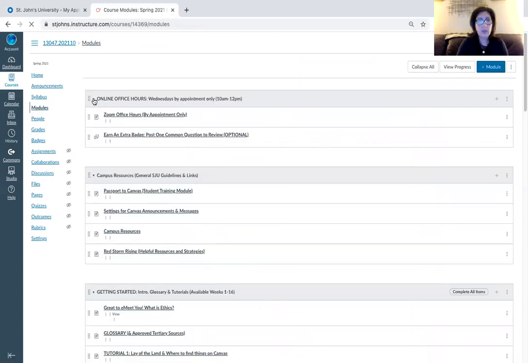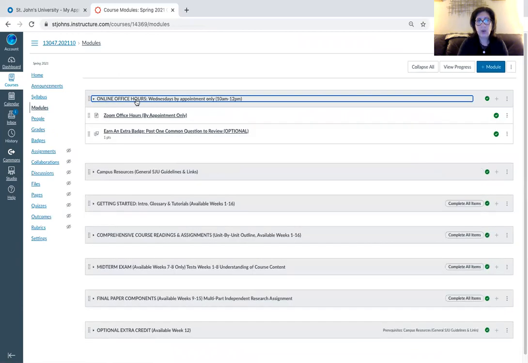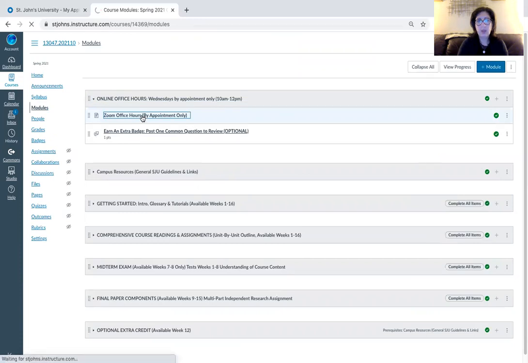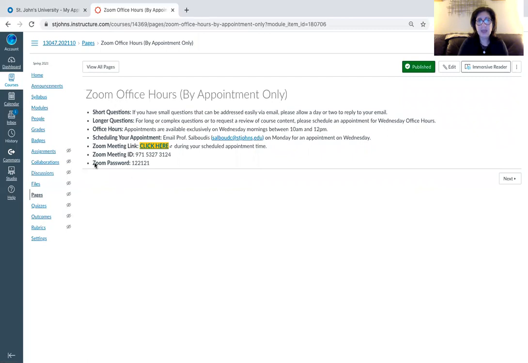In modules, we have online office hours. Some of you have it looking like this, closed, like one stripe. You're going to open it and you'll see Zoom office hours by appointment. So you're going to click that. And this here is all the information for the Zoom link that you need for the entire semester. I'm not going to click here now because obviously I'm recording this on Zoom. It's going to mess up the Zoom recording.